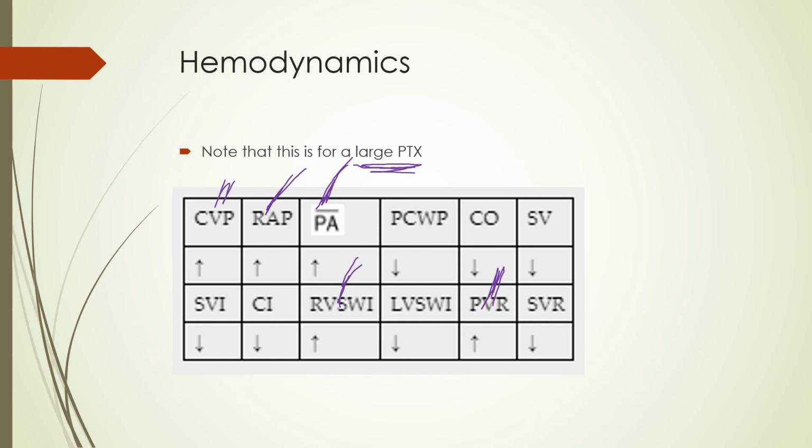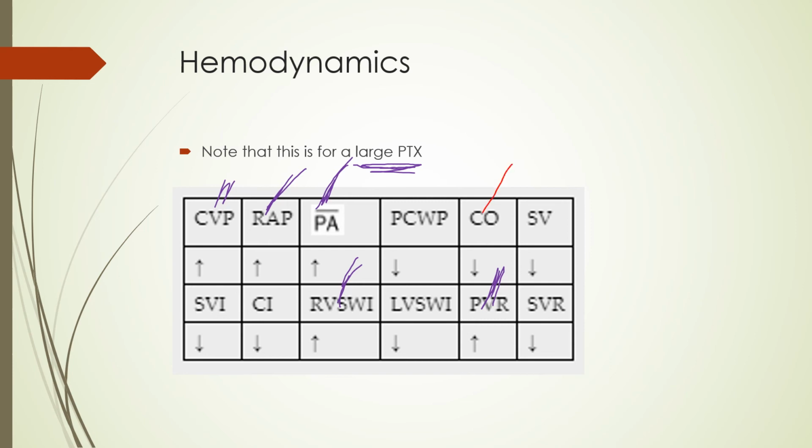Okay? Those are all right-sided heart pressures. Because of the hypoxic vasoconstriction going on, all these will be elevated. Do you see that? Mean pulmonary artery pressure, right atrial pressure, central venous pressure, pulmonary vascular resistance, right ventricular stroke work index, all of those are increased because we have hypoxic pulmonary vasoconstriction. Now, what about my left-sided heart pressures? Now, this is where things are going to be different.